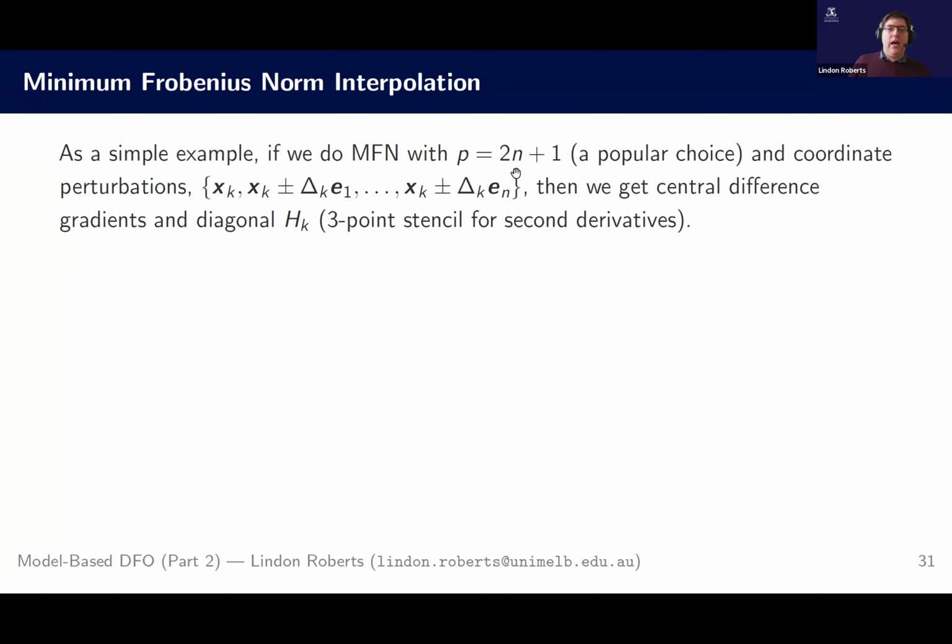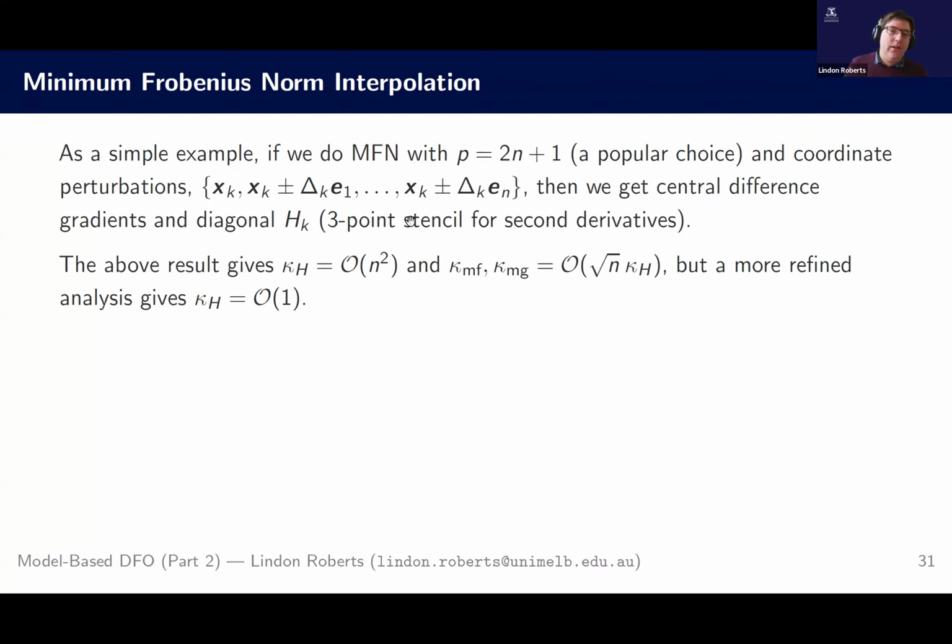As an example, P equals 2n plus 1 is a rather popular choice in practice. And the simplest way to get an interpolation model of size 2n plus 1 is to take our base point and plus or minus the n coordinate perturbations. Obviously, we can do this in other ways, but this is a very simple way of doing it. The model you get from doing minimum Frobenius norm interpolation corresponds to doing central finite differencing for the gradient and using the standard 3-point stencil for second derivatives to get diagonal entries on the Hessian. So you get standard finite differencing rules from this particular MFN construction.